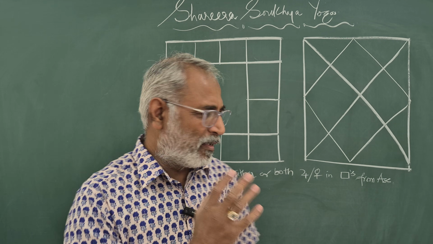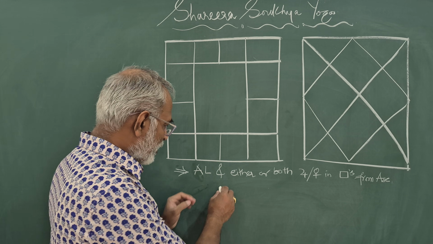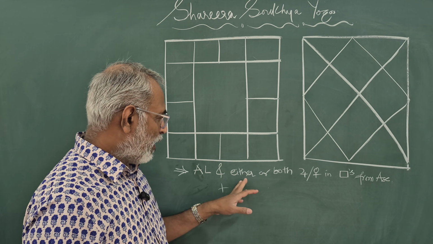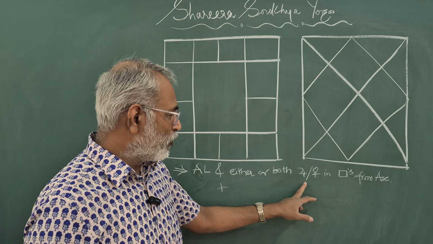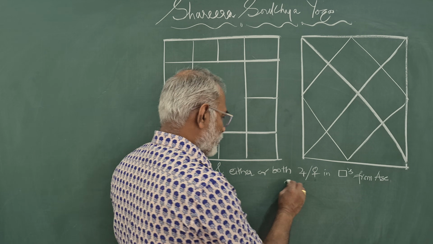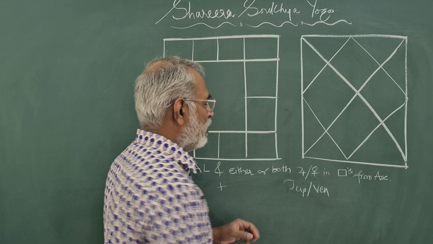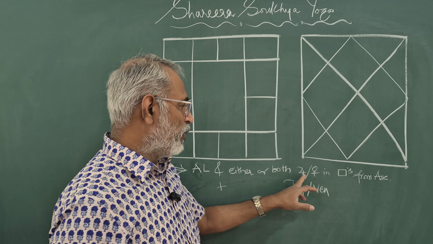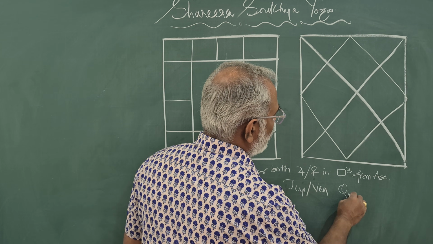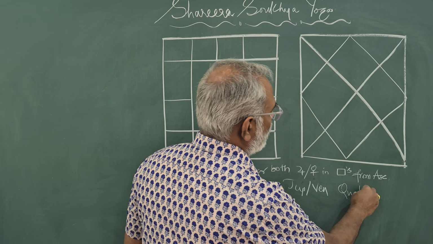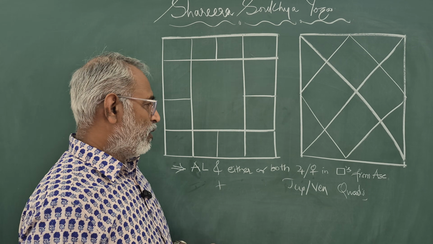criteria for this is the ascendant lord, and along with that either or both, that is any one of them, Jupiter or Venus. So this is Jupiter and this is Venus. Either or both Jupiter and Venus are to be in the quadrants. So they have to be in the quadrants or kendras.